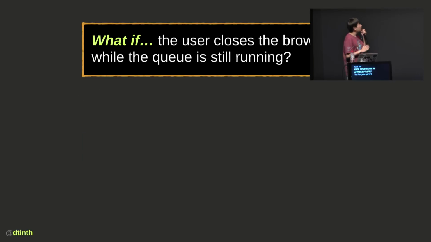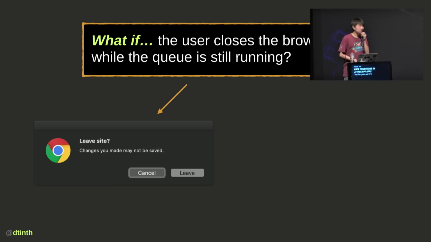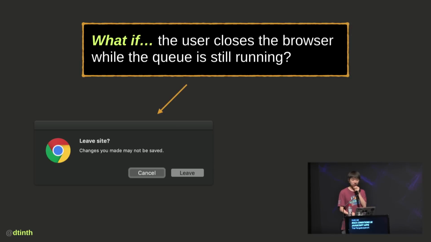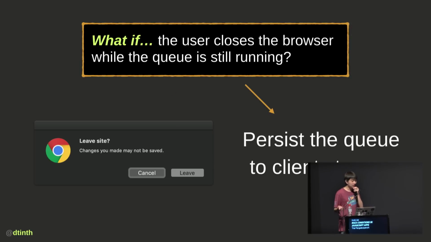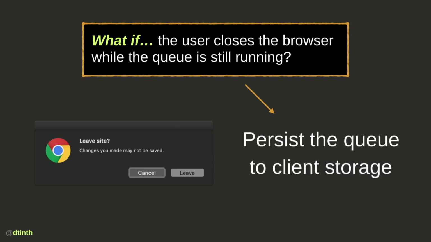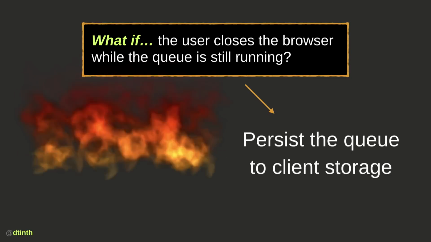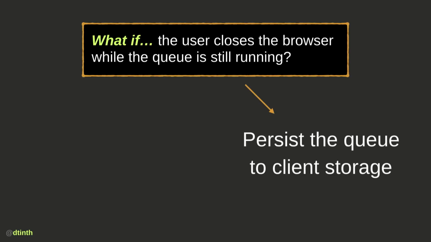For example, what if the user closes the browser while the queue is still running? Well, we can try to prevent the user from quitting the browser, or we can persist the content of the queue into the client-side storage so that it can be resumed afterwards. Or we can do both, right? But our user may be using our app from a mobile device, and it might not be practical to do that. So we decided to also save the queue to the client storage.